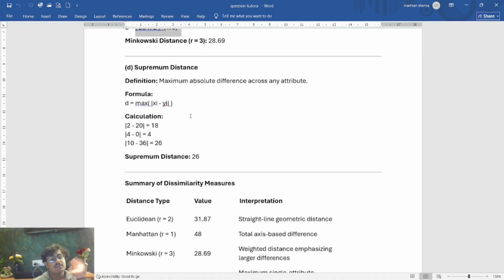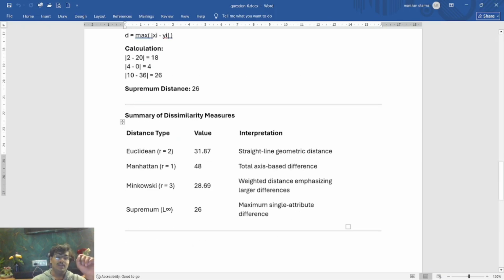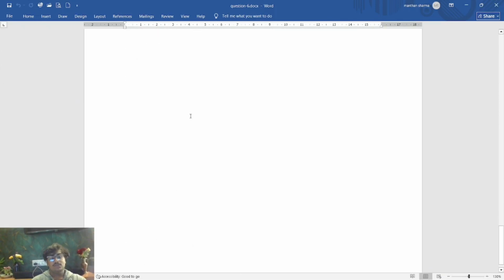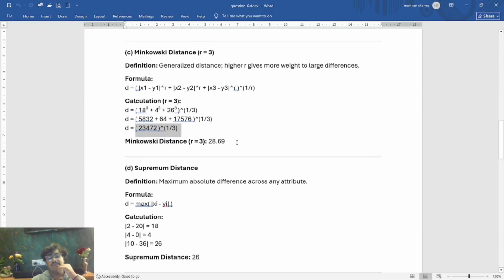Here's a quick comparison of all four distance measures: Euclidean distance is 31.87, the straight-line distance; Manhattan is 48, the sum of absolute differences; Minkowski is 28.69, a generalized weighted distance; and supremum distance is 26, the maximum single difference. Each distance type highlights a different perspective of how different the two profiles really are. So that's how you compare the four major distance measures between multidimensional profiles.